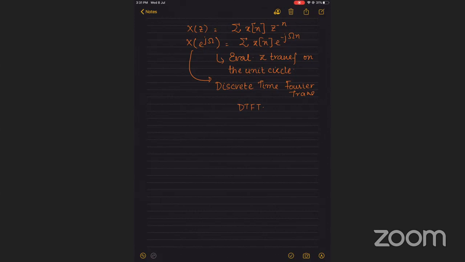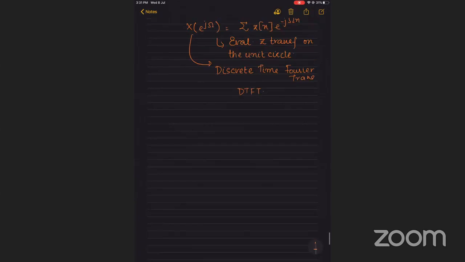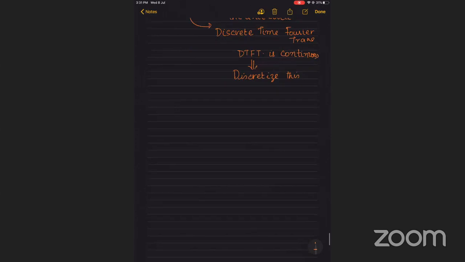But X of omega being continuous, I am going to have an infinite number of values. Therefore, I want to sample this continuous DTFT. I want to get the discrete equivalent, I want to discretize this. So how do I discretize this? Whatever sampling I do, the same thing applies here.